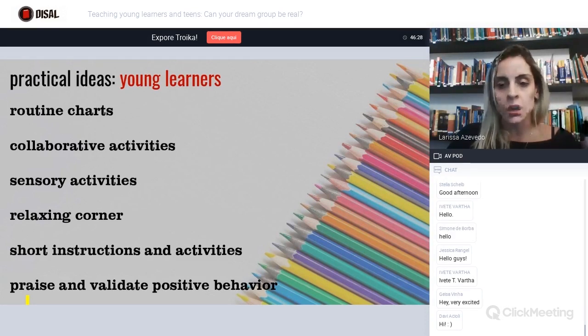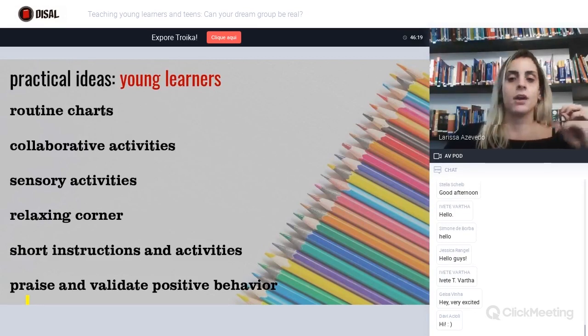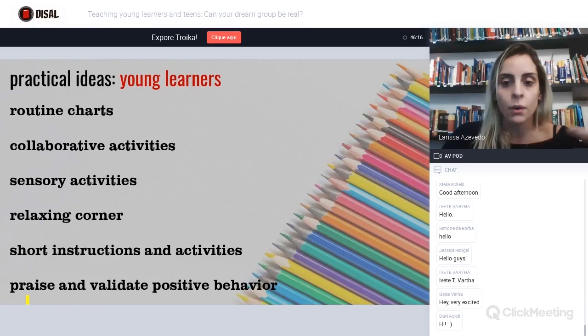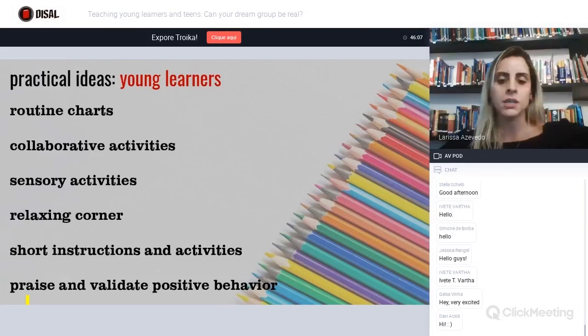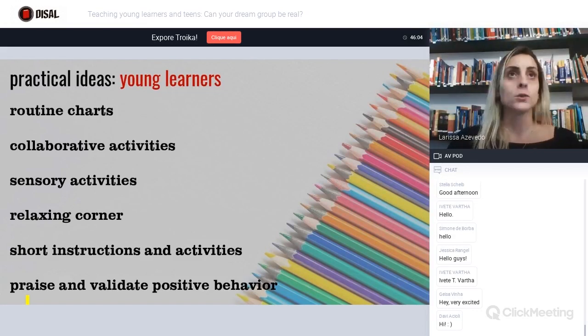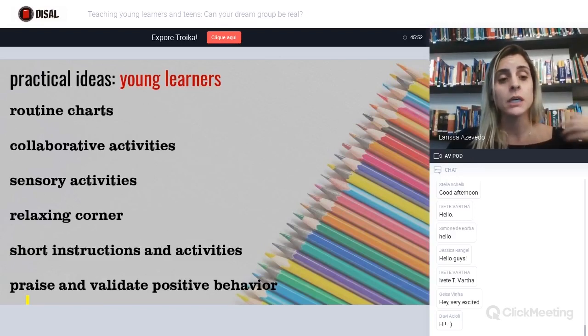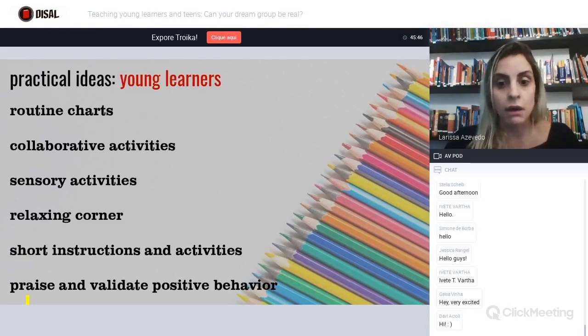And the options, the ideas are endless. They can produce posters, they can create a choreography for a song, they can present a theater play about a story you told them the other day. They can make a market. One will sell the products, the other will buy the products, the other will be in the package station. They can produce collages. They can do a number of different activities working collaboratively. So this is a very great strategy to help them develop abilities like sharing, respecting rules, and other important social concepts.